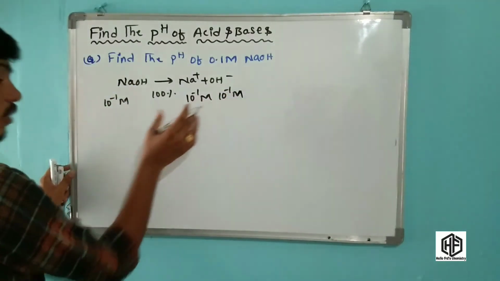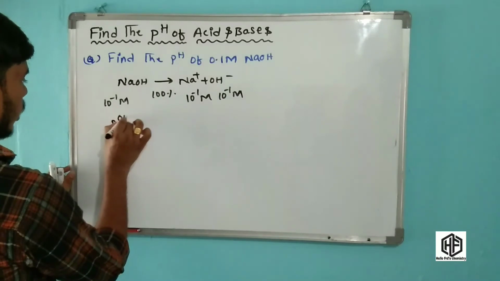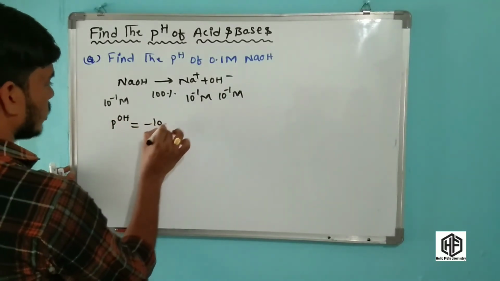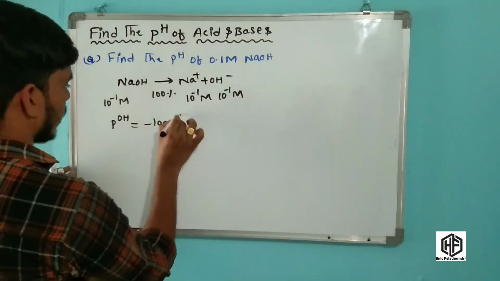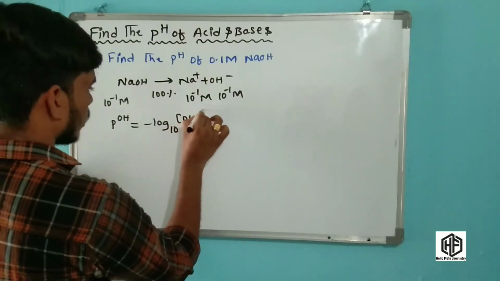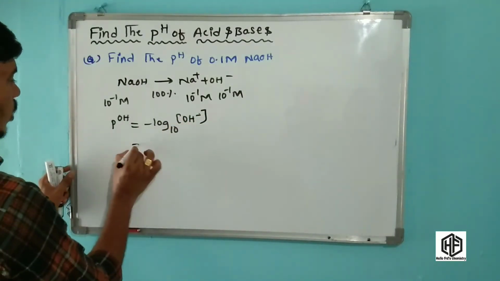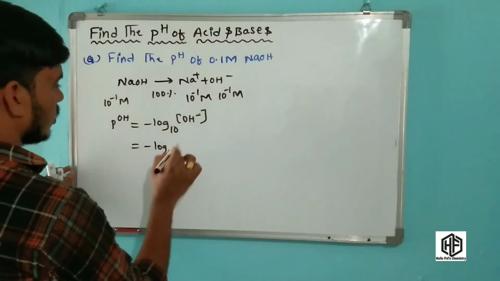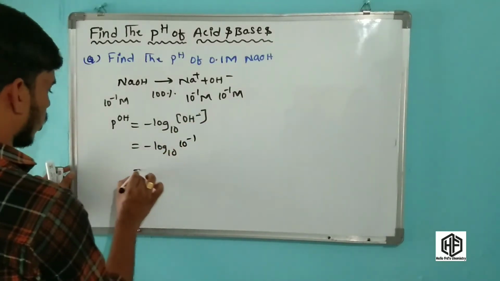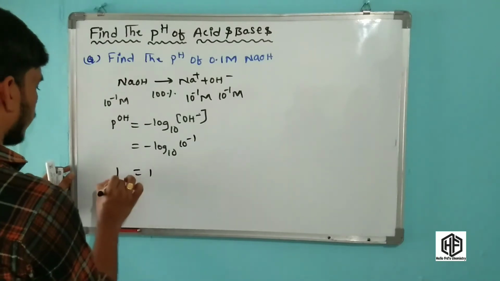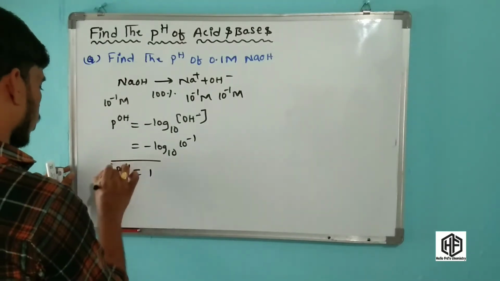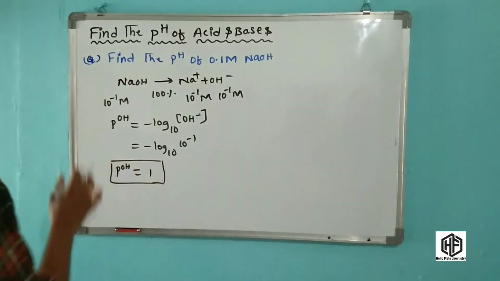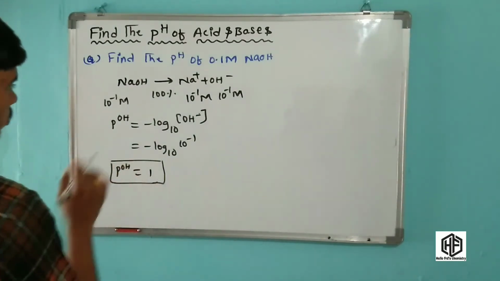Now you have to calculate the pOH. Friends, pOH is minus log base 10 of the concentration of OH minus ions. The OH minus ion concentration is 10 to the power of minus 1. Now the value is 1. The pOH value is 1. Now how to calculate the pH value of this problem?